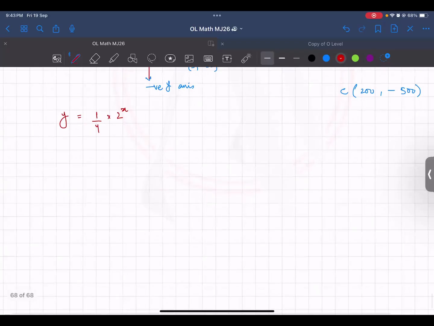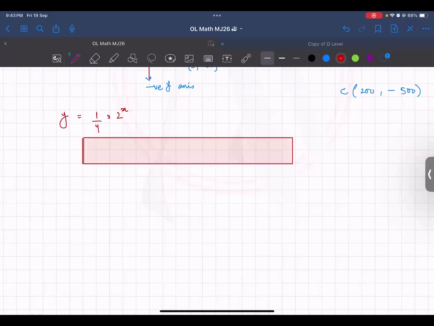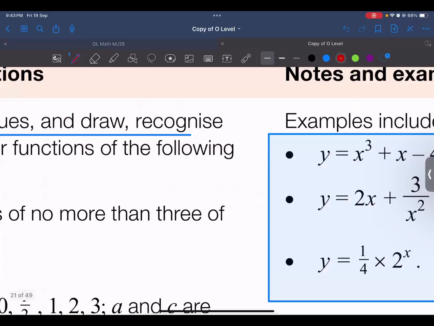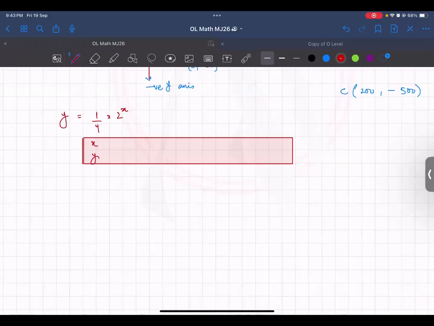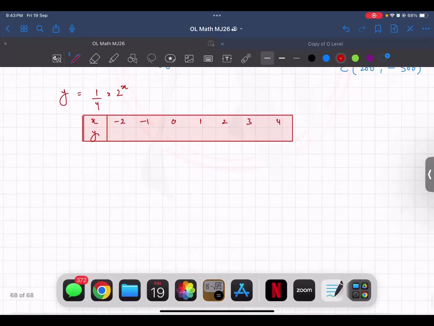And then they can also give you the values for which you have to plot. They will give you a box like this, and they will give you the values of x. You will find the values of y. They can give you any values of x, like -2, -1, 0, 1, 2, 3, 4. So what will you do? You will just use your calculator and get the values of y for each value of x directly.